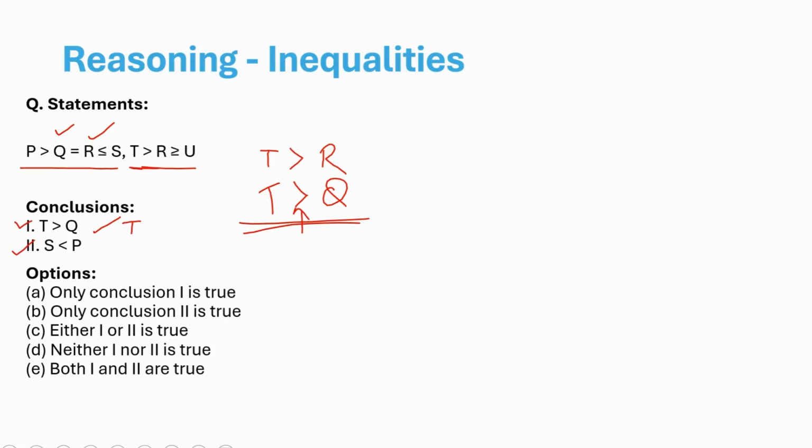Now focus on the second conclusion. S is less than P. So there is P and S. Here you see both are in different directions. It has greater than, and it has less than or equal to. If you have a mixed direction sign, then there is no conclusion. So there is no relation between P and S. That's why conclusion number 2 is false. So according to this question, only one conclusion is true.